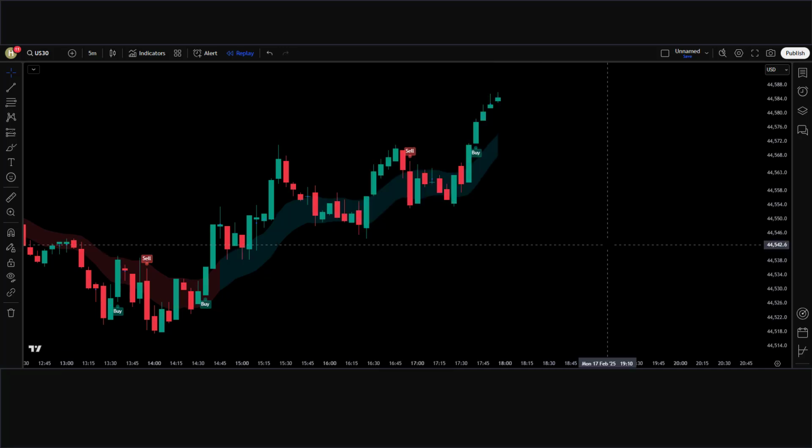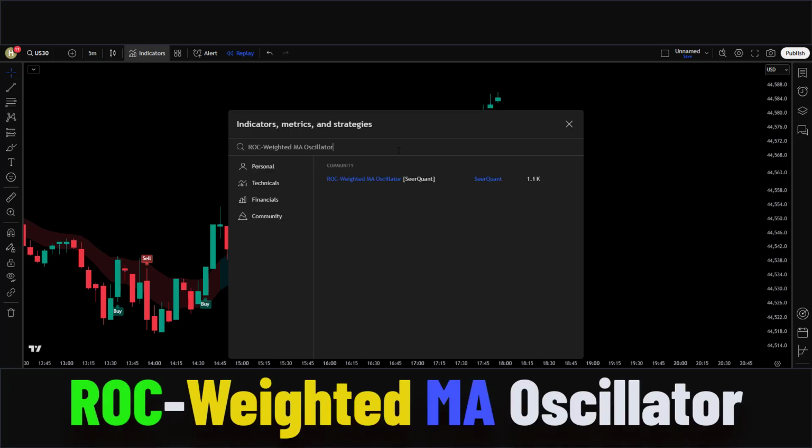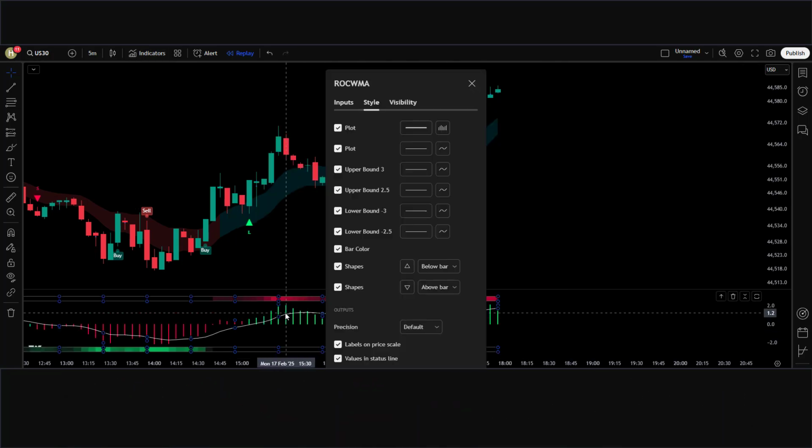After that we have to apply another indicator on the chart. The second indicator name is ROC-Weighted MA Oscillator. Keep the indicator settings as I have shown here.